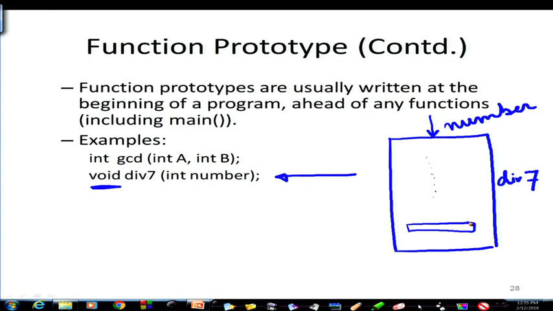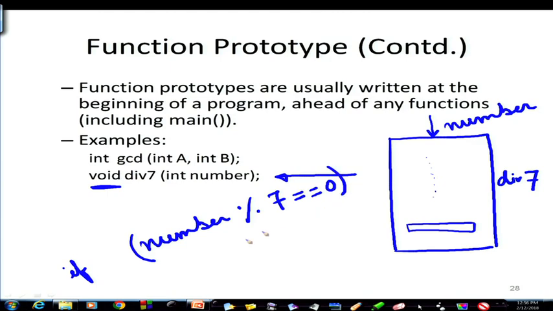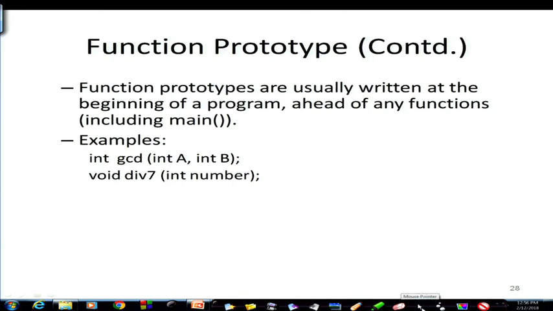You know how to find divisibility by 7. So, you take the number and find the mod of that with 7, and if this is equal to 0, then divisible by 7, otherwise not. So, that is in the body of the function, and here we just do the printing. So, I am not returning anything to the calling function, that is why this is known as void. Void is a valid type. Okay.